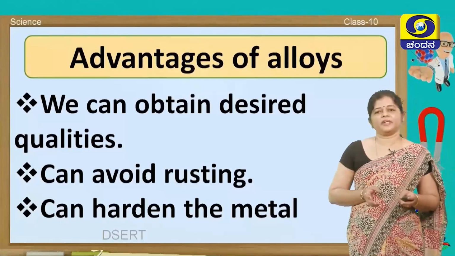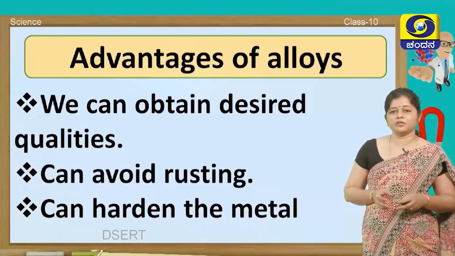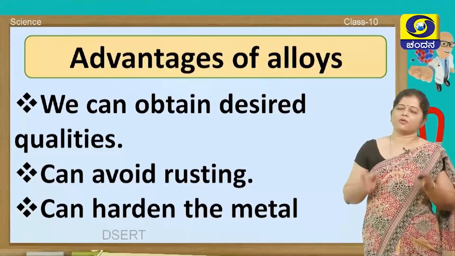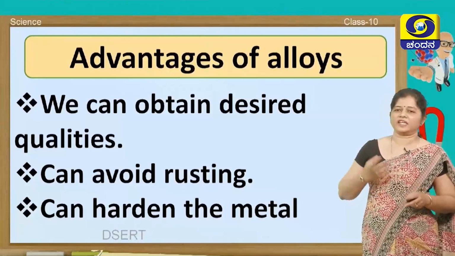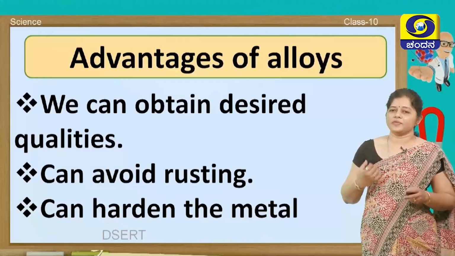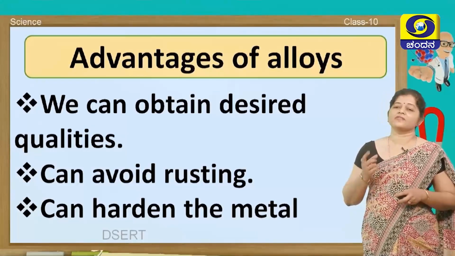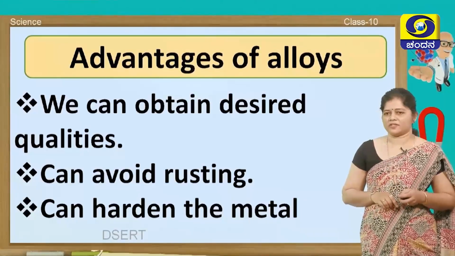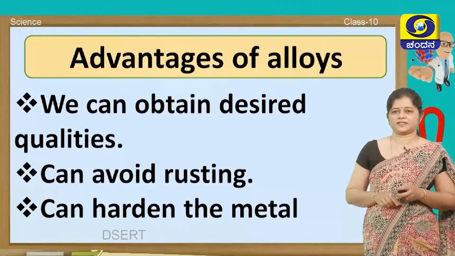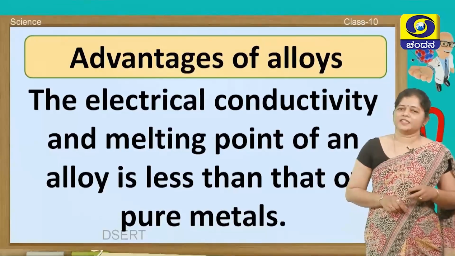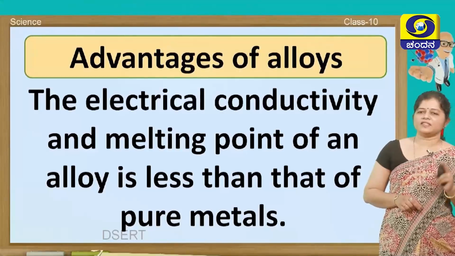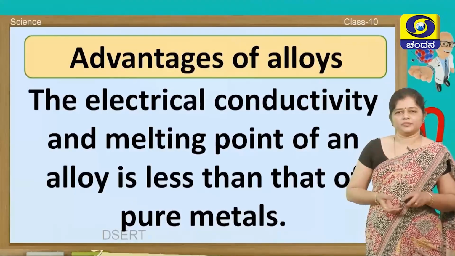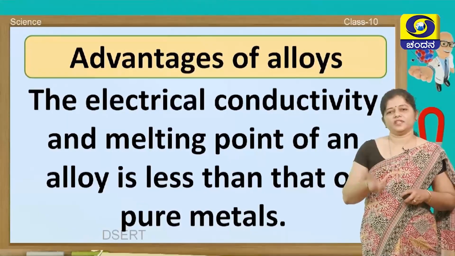Now, we have a lot of advantages of making metals into alloys. What are the advantages? We can obtain desired qualities. All the desired qualities that we require, we can tailor make by making them into alloys, and we can avoid rusting. We can harden the metal by making it into an alloy. We can alter the properties of the metals. The electrical conductivity and melting point of an alloy is less than that of the pure metals. That is why we can use it to modify the electrical conductivity of the metal.